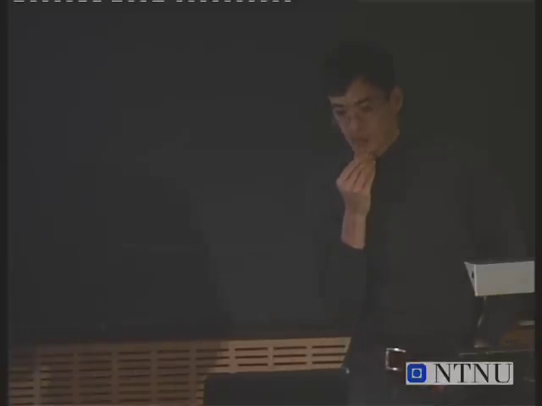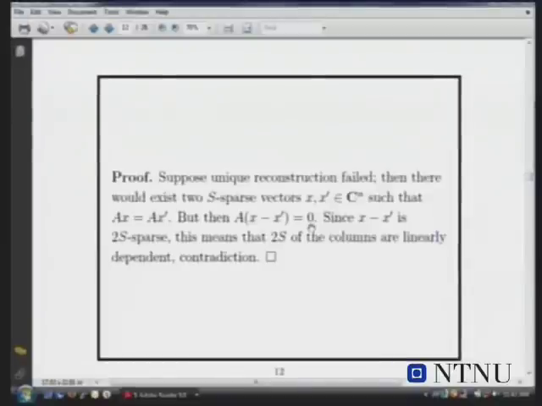Okay, so I will actually prove this lemma because it's actually quite simple. So you prove by contradiction. Suppose you can't reconstruct sparse data. What that means is that there are two different sparse data, x and x prime, which are both s-sparse, such that when you measure both of them, you measure Ax, you measure Ax prime, they're identical, so that you can't distinguish the two. So that's what it means for uniqueness to fail.